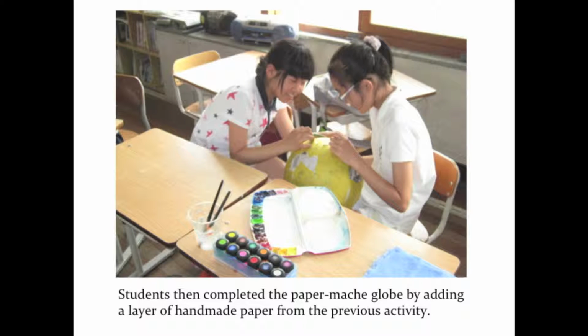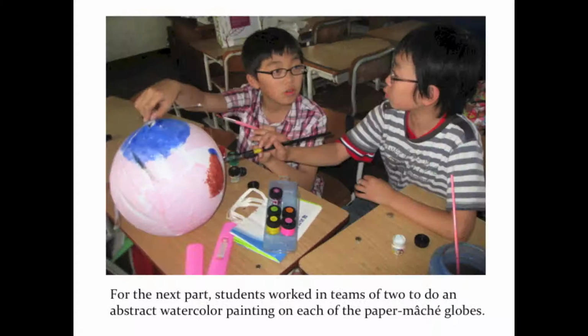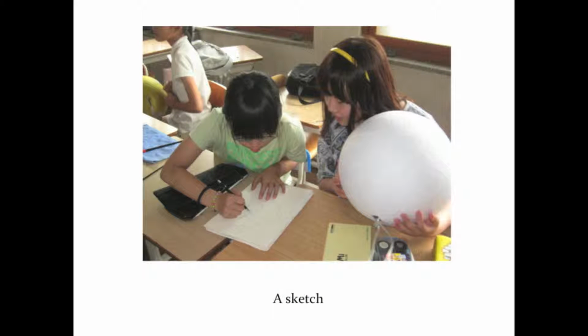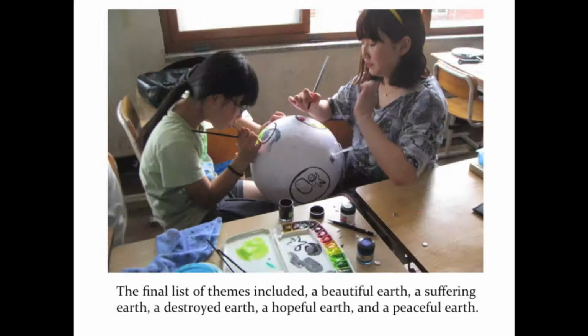Next, students added a layer of handmade paper from the previous activity. Then, they worked in teams of 2 to create an abstract watercolor painting on each of the globes. Each team agreed on a specific theme on the topic of peace. Here's an example of a sketch of an idea for one team. In the end, students used themes like a beautiful earth, a suffering earth, a destroyed earth, a hopeful earth, and a peaceful earth.